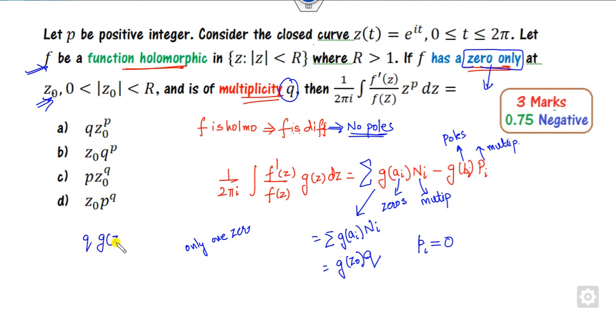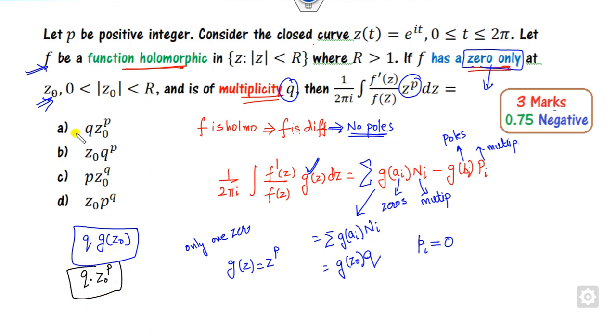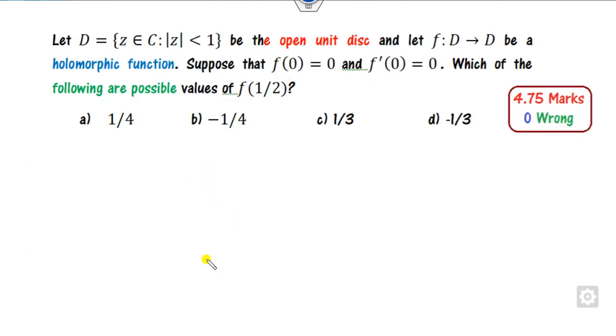of g of z0. Now you can find the value of the g. You can compare this function with here. What is the g of z? It is nothing but my z raised to power p. So what is the right answer of this? This is q z raised to power p. Which one is the right answer? A is the right answer. So you should remember this beautiful result so that it may help you in the future.